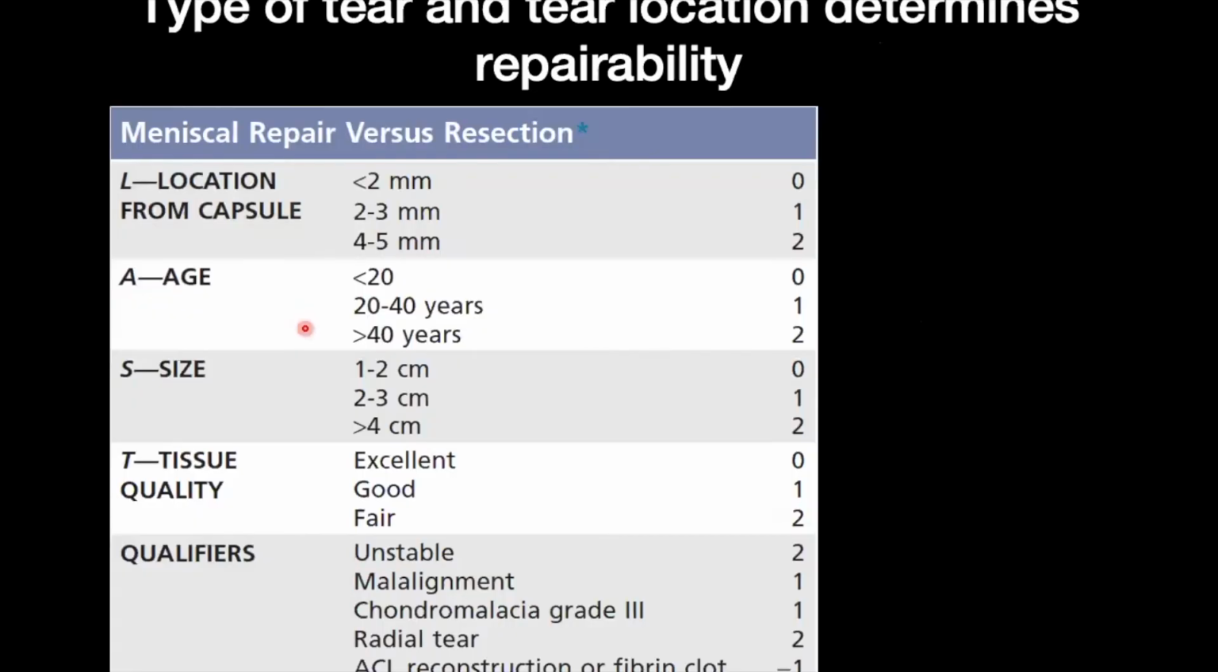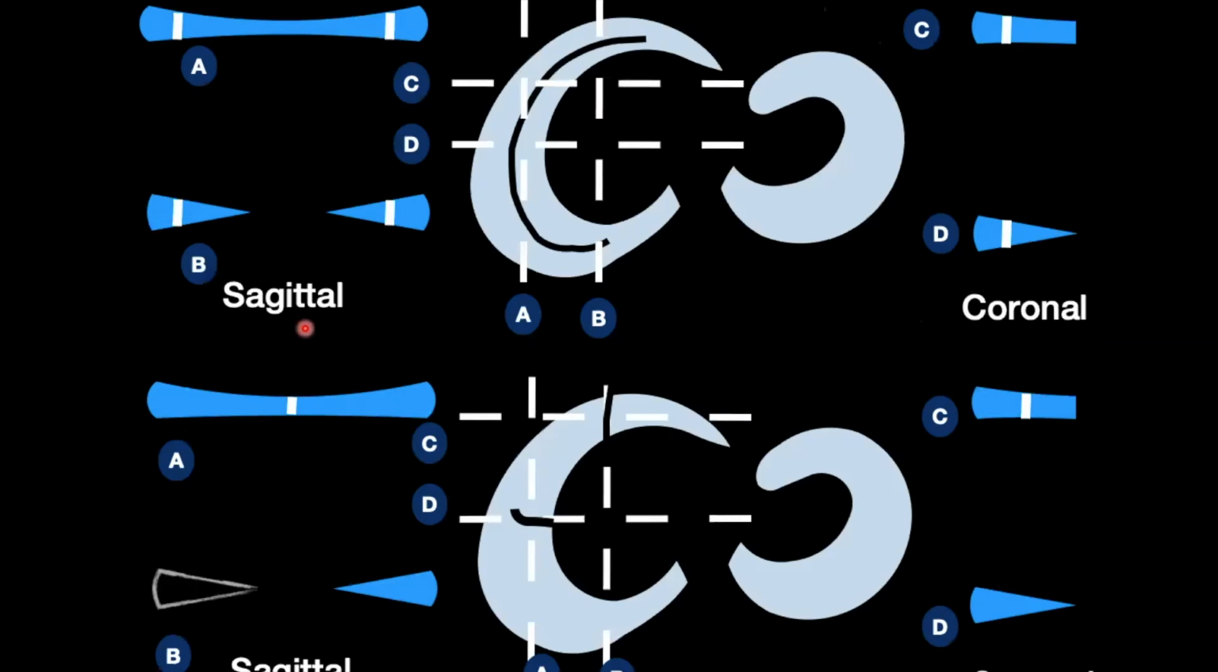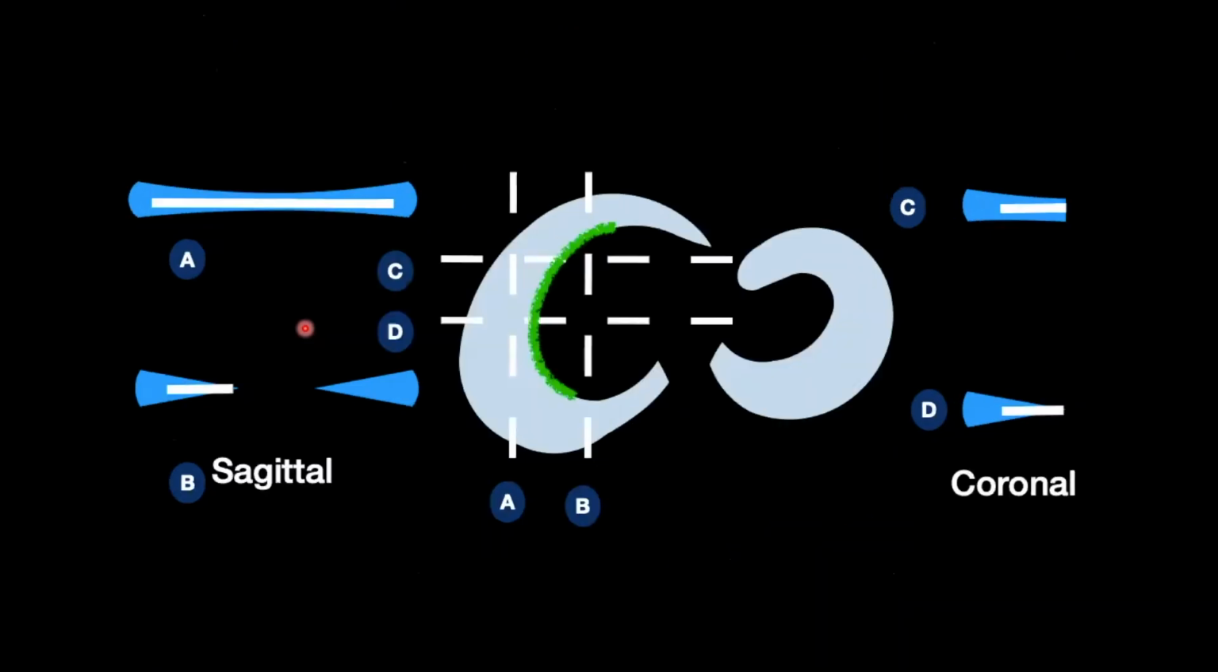So whenever we talk about the tear of meniscus in MRI, we need to see the type of tear and we need to see the location of tear, because these are the very important features which predict the repairability during surgery. These are schematic diagrams of the meniscus and how they look on MRI. So this is the schematic diagram for horizontal tear.